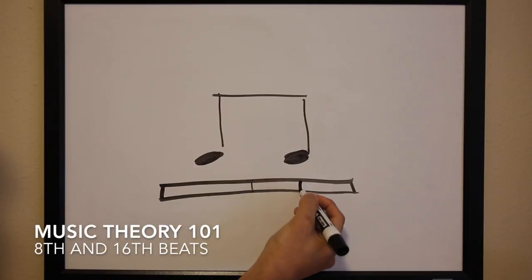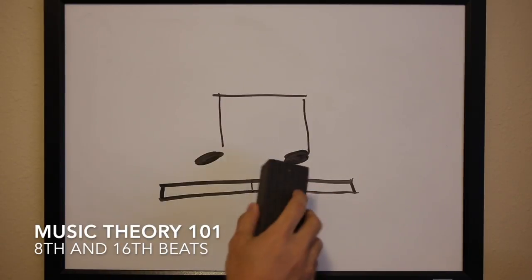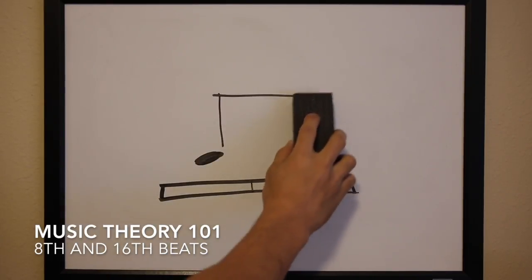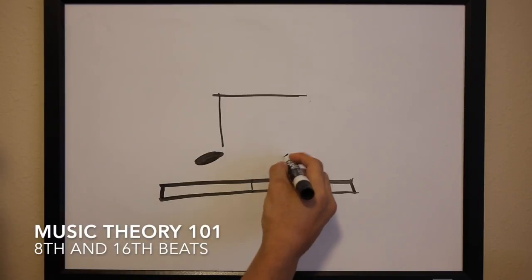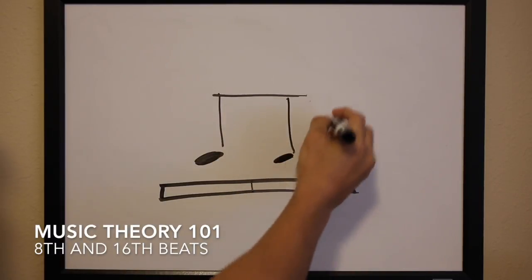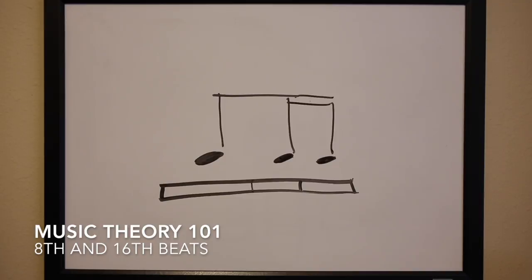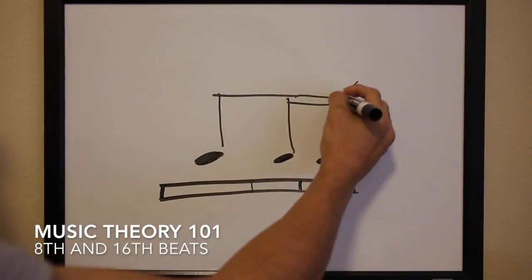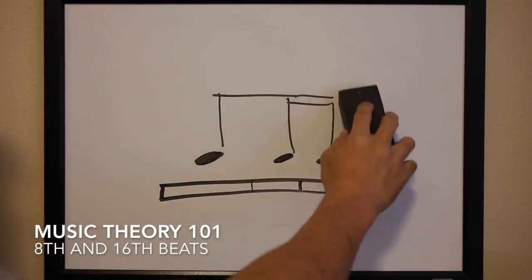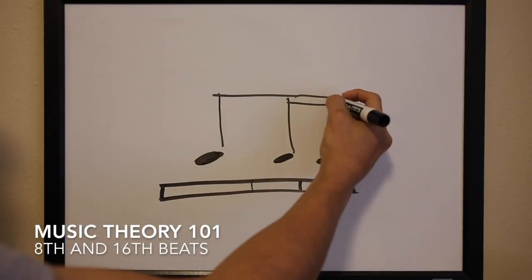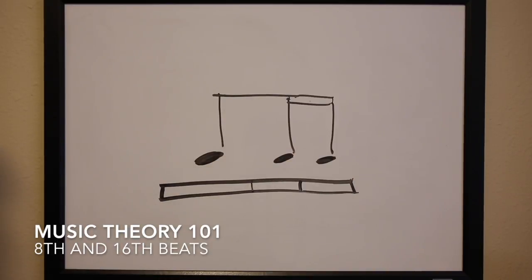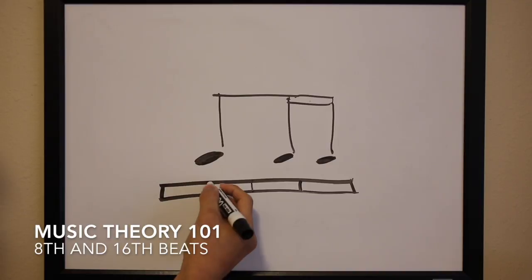short beats. What I'll do is I'll separate the eighth note even further to get two even smaller beats. What I get are two 16th beats right here. Notice how this has two flags on the top, and that's how you tell the difference between 16th notes and eighth notes. The more flags there are, the shorter the beats are going to be.